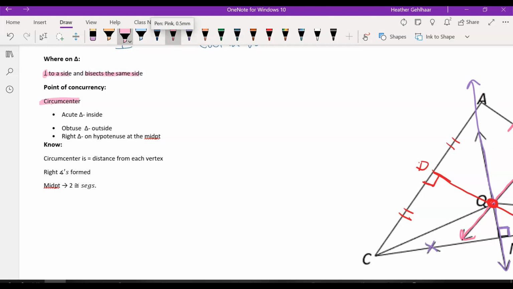So just like the altitude, for an acute triangle it is on the inside, for an obtuse triangle it's on the outside, and for a right triangle it is on the hypotenuse at the midpoint. So the obtuse triangle is similar to the altitude. So these ones are similar to the altitude.